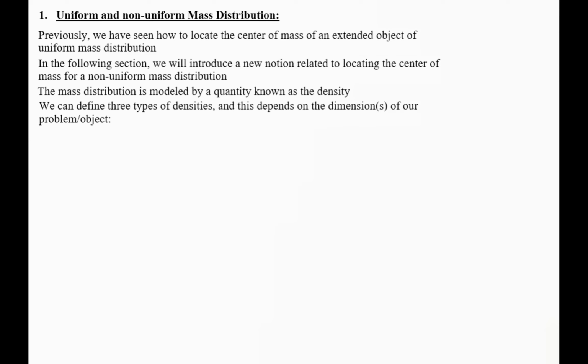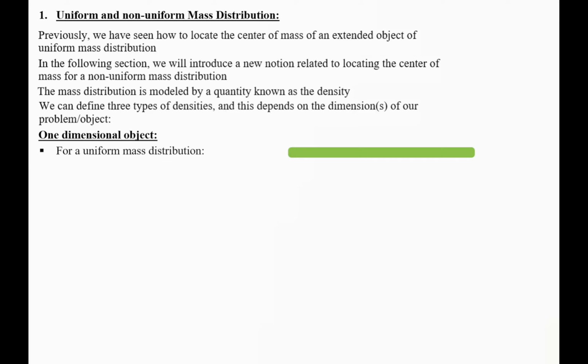We can define three types of densities, and this depends on the dimension or dimensions of our object. Let's start with the first dimension, a one-dimensional object. For a uniform mass distribution, let's suppose we have the following bar. Why is this bar considered a one-dimensional object? Because we're assuming that the thickness of the bar is not important for us.